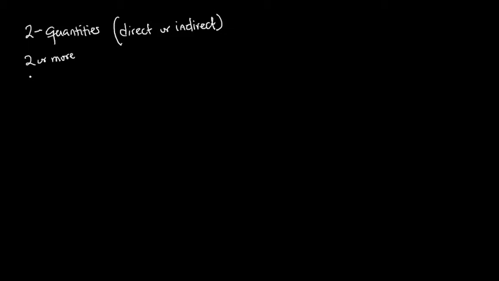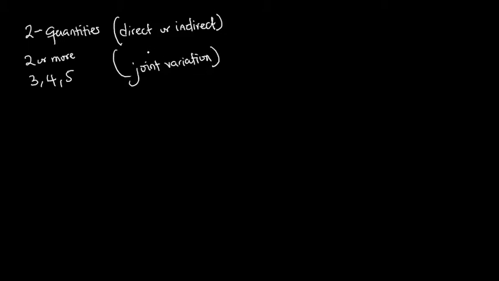We realize that in the first two scenarios where we talk about direct and indirect variation, the relationship was only between what? Two quantities. And these types of variations we say are either direct or indirect. Now in a situation where you have, let's say, two or more, for instance maybe 3, 4 or 5 quantities, this type of variation now becomes what? A joint variation.